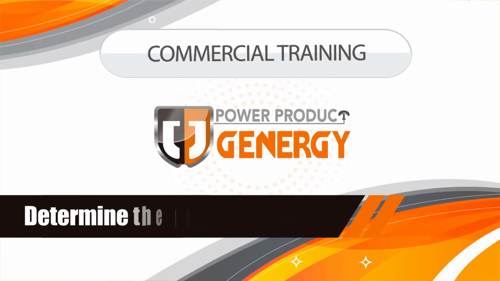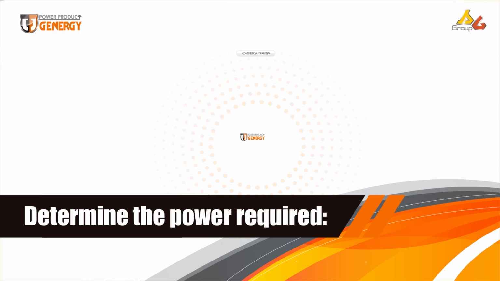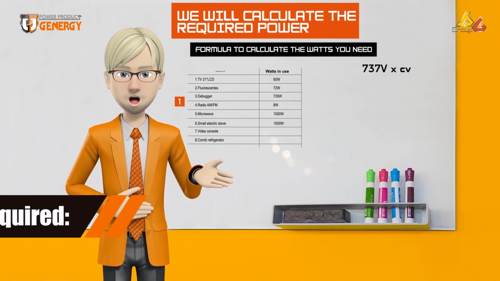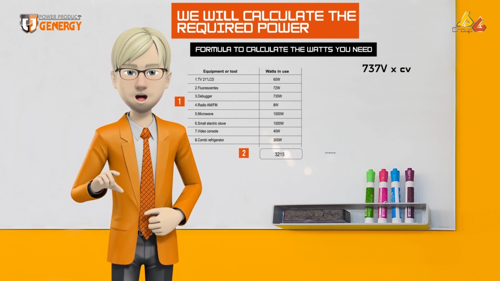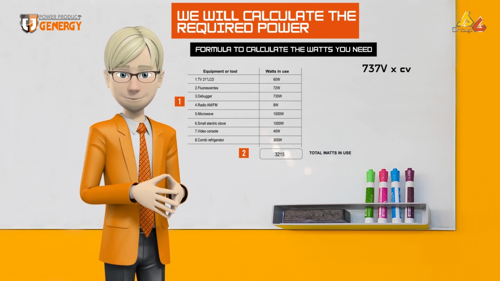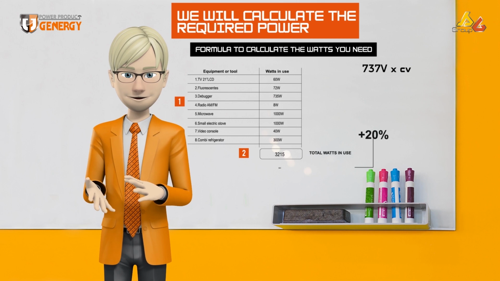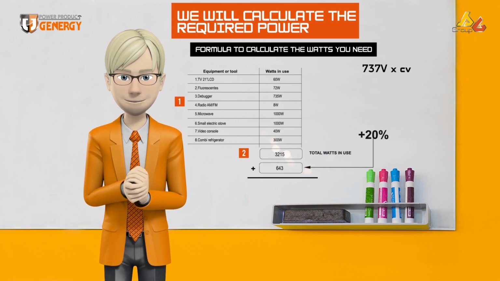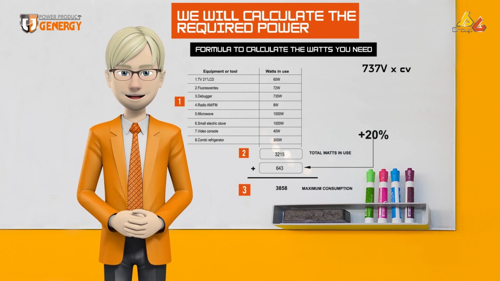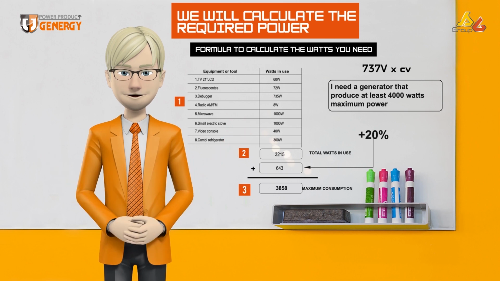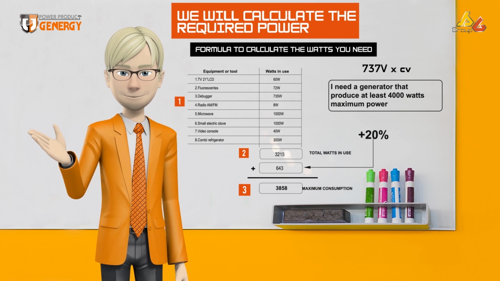Determine the power required. The required power of the generator to best suit our client's needs will be calculated by adding the maximum power of all the appliances that we can keep connected at the same time and increasing that number by 20%. We recommend a margin of 20% because it's not recommended that generators work continuously above 85% of their potential load. Working with loads below 80% increases the life of your generator and results in significant fuel savings.